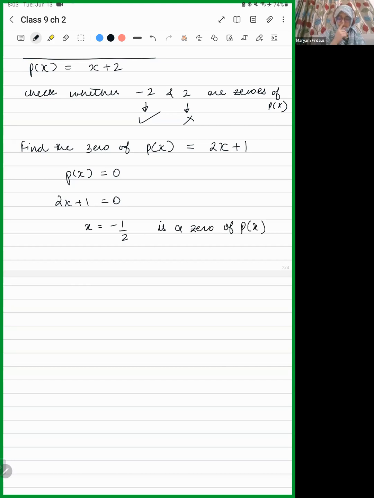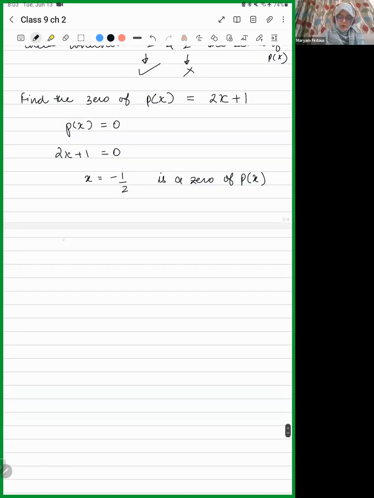Now the polynomial, or rather this algebraic expression that we have, we saw in the previous class why it is called a linear polynomial. When you put 2x plus 1 on a graph, what shape are you going to get? A line. You're going to get a straight line.